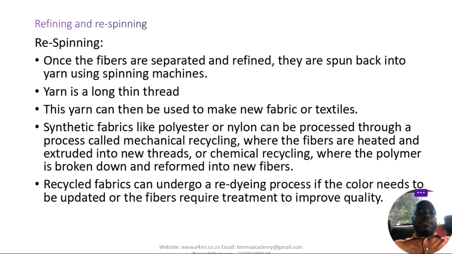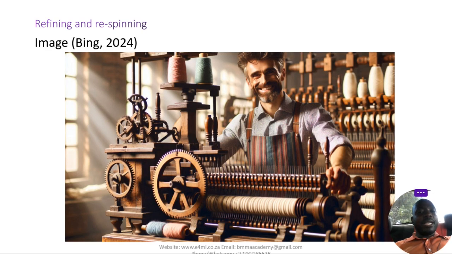Synthetic fabrics like polyester or nylon can be processed through mechanical recycling, where the fibers are heated and extruded into new threads, or chemical recycling, where the polymer is broken down and reformed into new fibers. Recycled fabrics can undergo a re-dyeing process if the color needs to be updated or the fibers require treatment to improve quality. So here is the re-spinning that we're talking about.